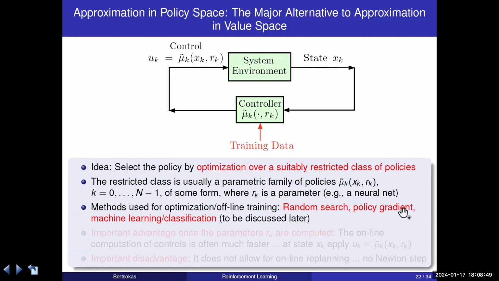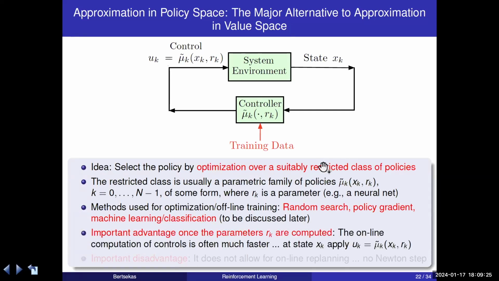An important class of methods is policy gradient methods, where you move this parameter in the direction of some gradient of cost improvement. Okay, there's a lot of literature in this field, and we're going to cover methods like that late in the course. There are also machine learning type of algorithms based on classification, which can be used for approximation in value space. We're going to talk about those late in the course.